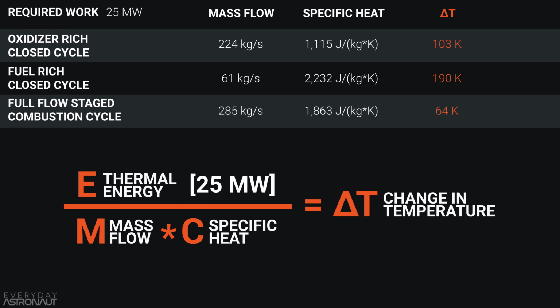In our example, the change in temperature at the turbine is nearly twice as much in oxygen-rich closed cycle compared to full flow, and 3 times as much in fuel-rich closed cycle compared to full flow. That's impressive. This is a dream come true for rocket engineers, as the turbine heat load is often one of the biggest limitations in the system.